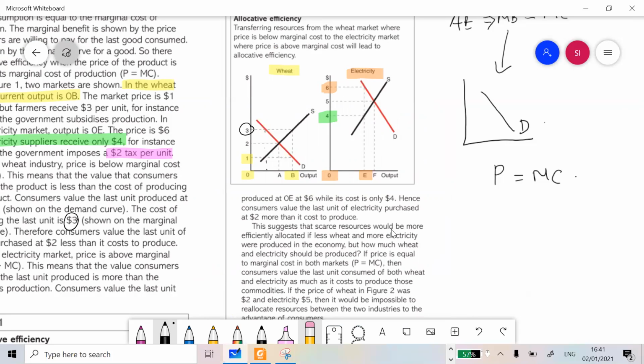This suggests that scarce resources would be more efficiently allocated if less wheat and more electricity were produced in the economy. But how much wheat and electricity should be produced? If price is equal to the marginal cost in both markets, P equals MC, then consumers value the last unit consumed of both wheat and electricity as much as it costs to produce those commodities. If the price of wheat in figure 2 was $2 and electricity $5, then it would be impossible to reallocate resources between the two industries to the advantage of consumers.